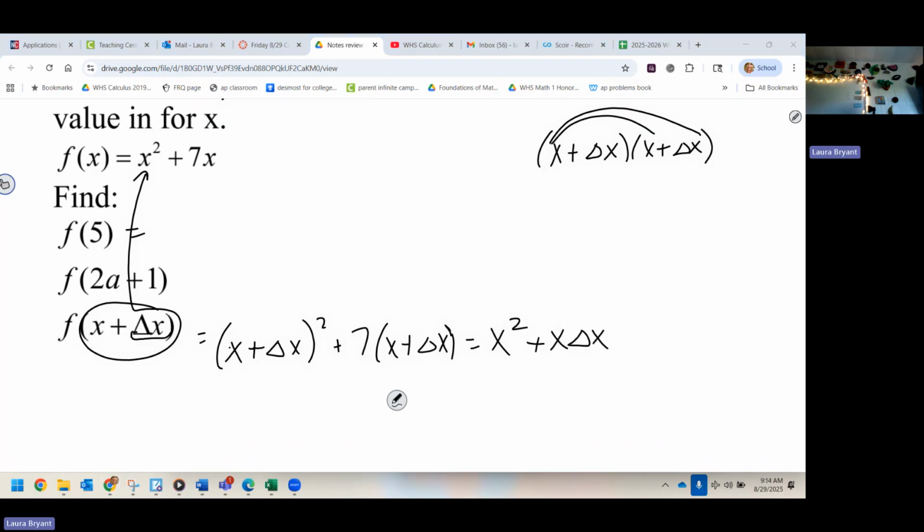Yes, question. Can you just sub out your own variable? Yep, sure can. If you'd rather, you can say let delta x equal h, and change it to an h or whatever letter you want, and then change it back at the end. You sure could.